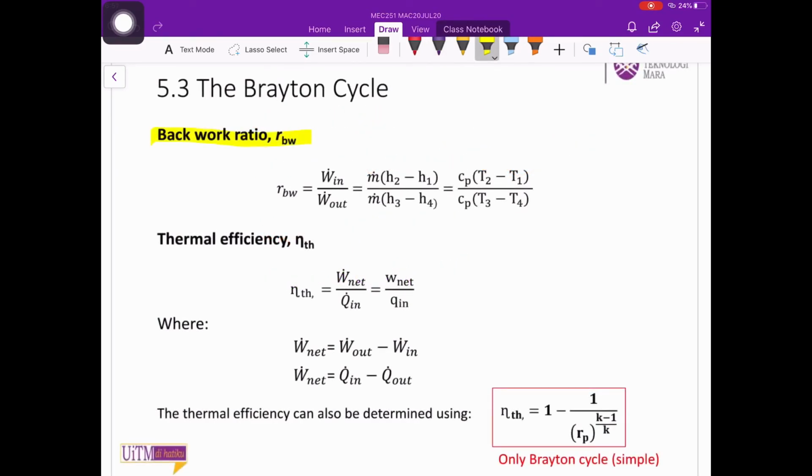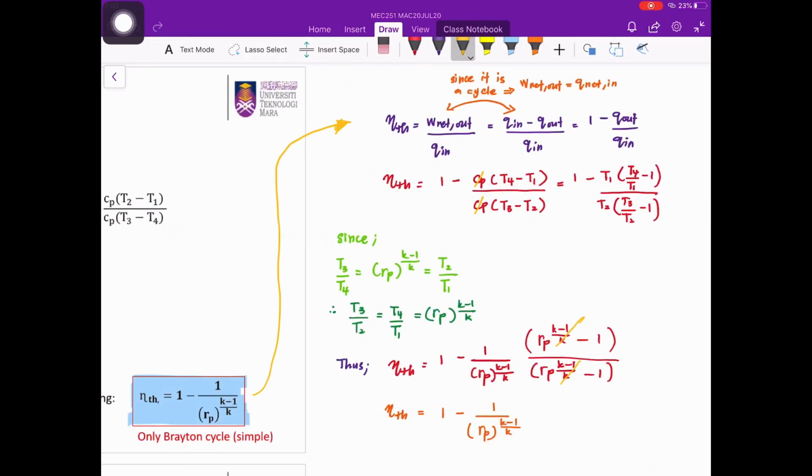We also can determine the back work ratio, RBW, which is the ratio between the work consumed by the compressor over the work produced by the turbine. In order to determine the thermal efficiency, we are going to divide the net power output by the heat transfer input. Only for the simple Brayton cycle, we can use this equation to determine the thermal efficiency. This will be the derivation for this equation for your perusal.